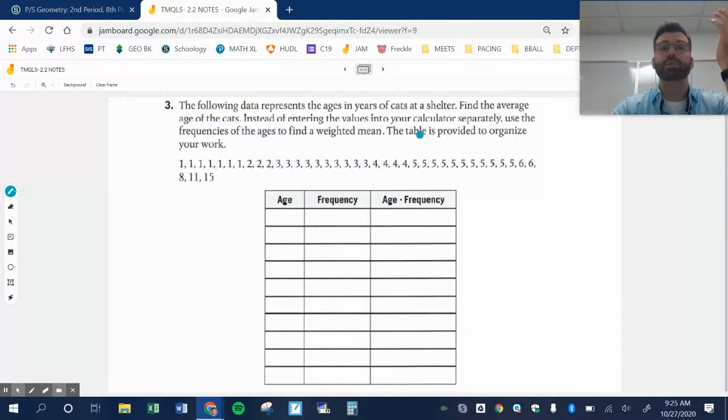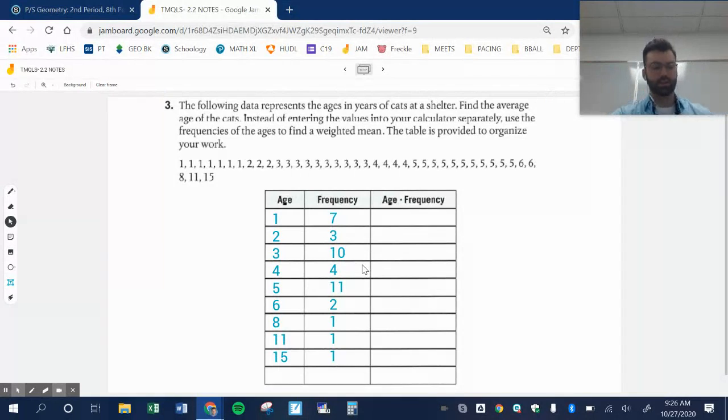All right, so the following data represents the ages in years of cats at a shelter. Find the average age of cats. Instead of entering the values in your calculator separately, use the frequencies to find the weighted mean. All right, so what I'm going to do here, I'm going to pause the video and fill in all the ages and their frequencies, so that you can copy that down. All right, so take a minute, take a look at this, each of the ages and the frequencies.